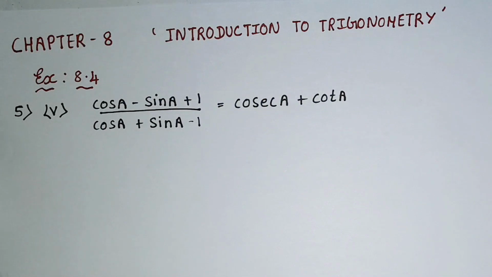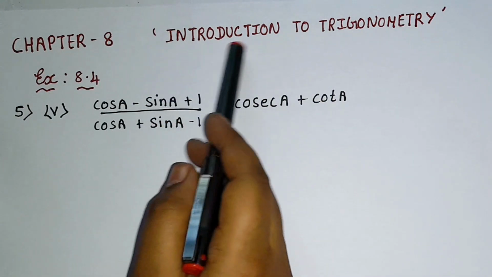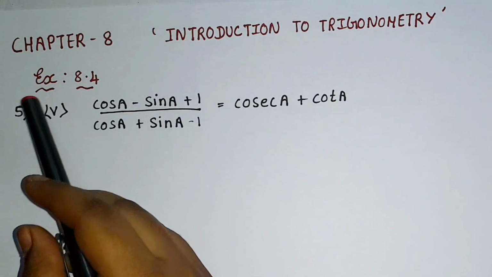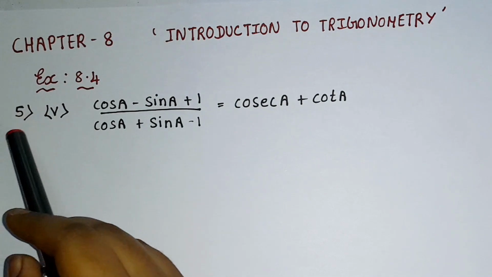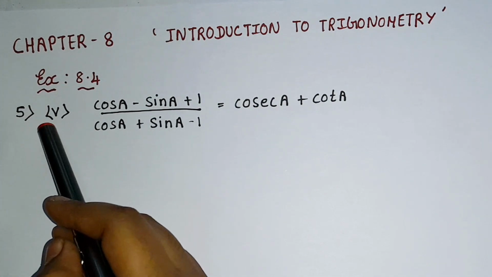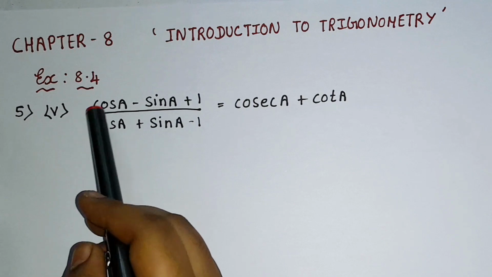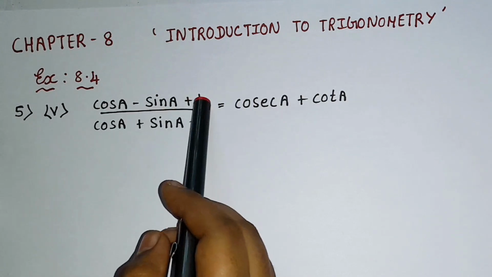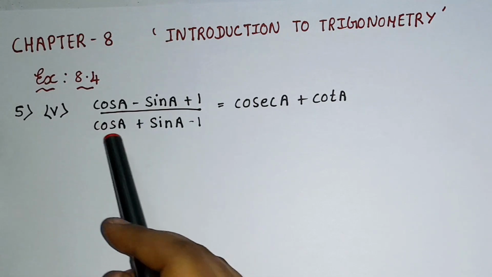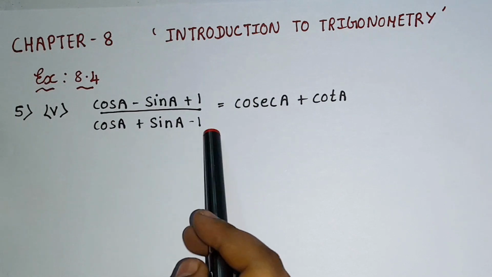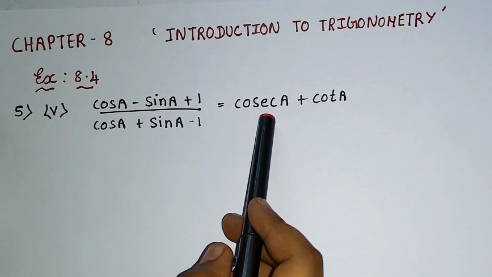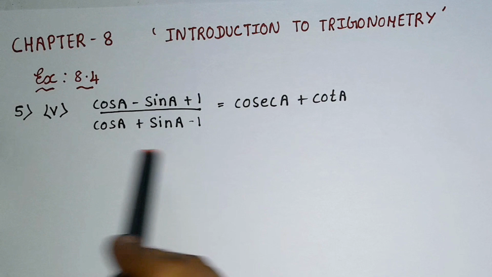Today we are going to be learning Chapter 8, Introduction to Trigonometry, Exercise 8.4, 5th question, 5th subdivision. Alright, now let's read the question. (cos A minus sin A plus 1) divided by (cos A plus sin A minus 1) is equal to cosecant A plus cot A. So this is the question.